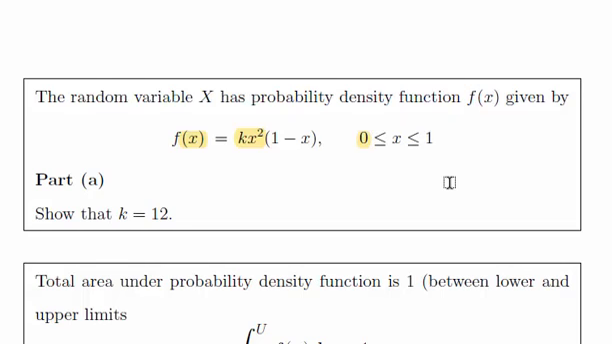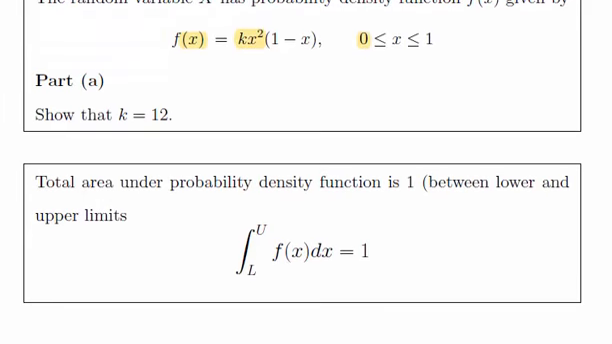Okay, so what we have to do first off is show that k is equal to 12. So how do we do that? This is important to remember. The total area under the probability density function, when you sketch it out, between the upper and lower limits, when you integrate f of x dx, you should get equal to 1 by definition. So what you can do is work backwards to find out what your number should be.